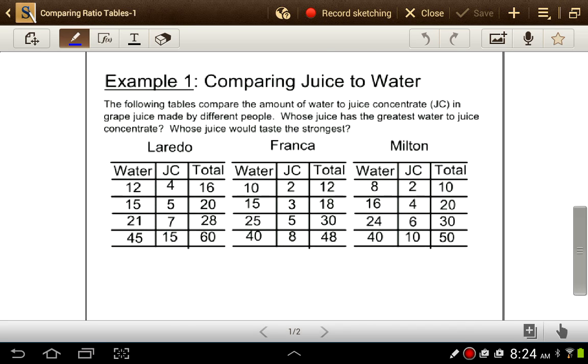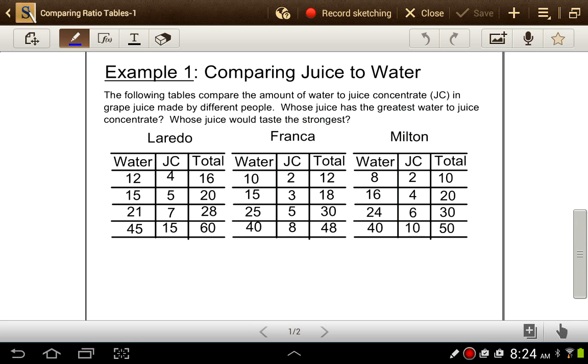Alright, in our first example, we've got three ratio tables. This is comparing water to JC, which is juice concentrate, and then we have the total amount made by different people. I have two questions here. Whose juice has the greatest water to juice concentrate? And then whose juice would taste the strongest?